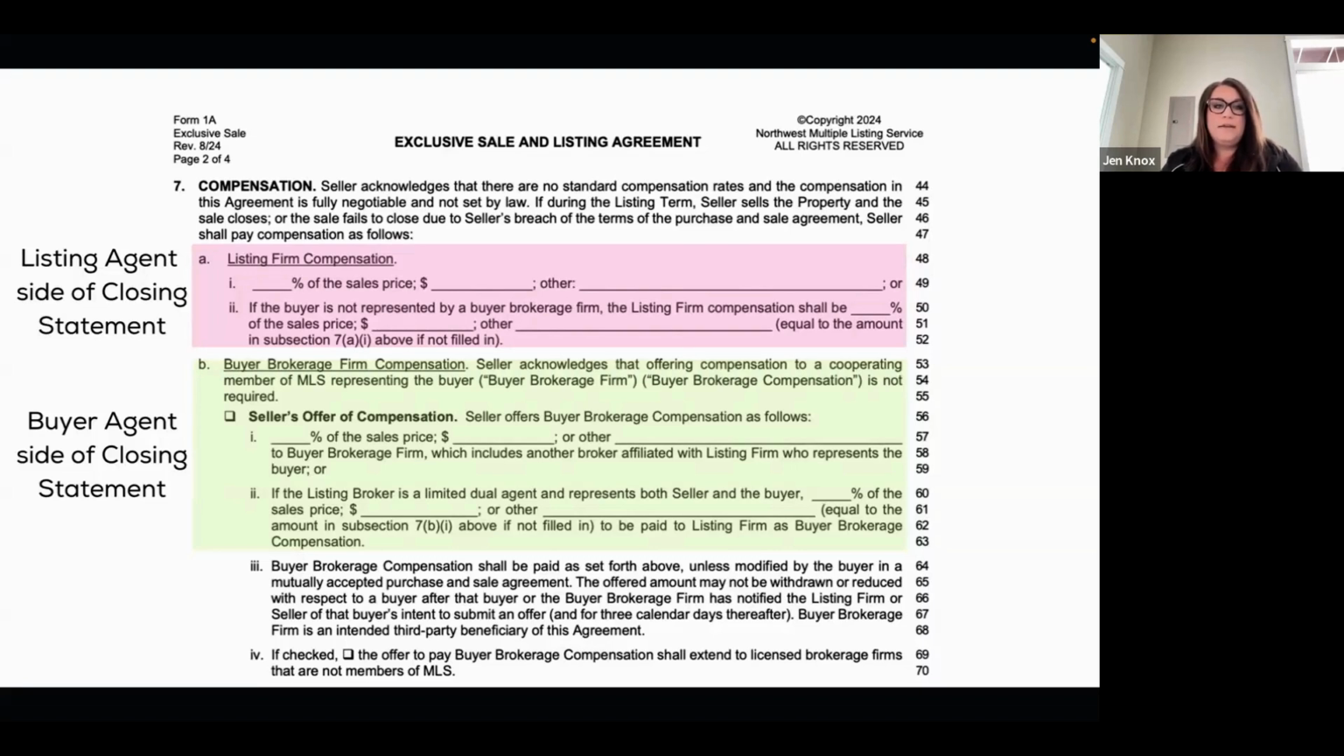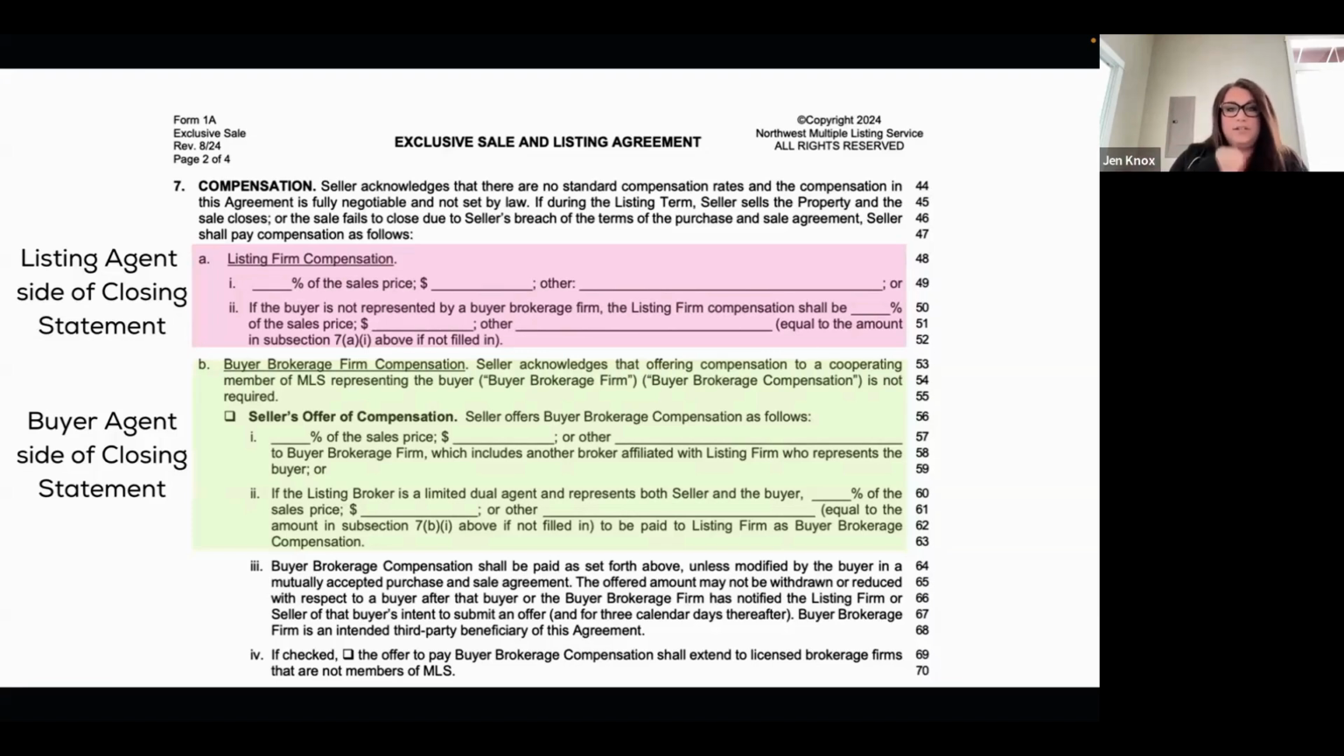So that could be the number or percentage you put in 7A. And if the buyer is unrepresented, the 7AII is going to be the total compensation that you as the listing agent will receive. Now, 7AI is pretty self-explanatory and straightforward because we've been doing this one forever. The one thing to note is that if you are going to be putting something in the second option, this will be the total amount that you're going to receive if you are the listing agent and an unrepresented buyer comes to you.